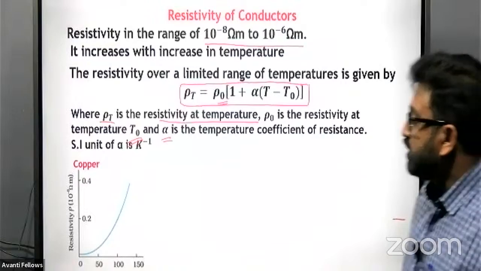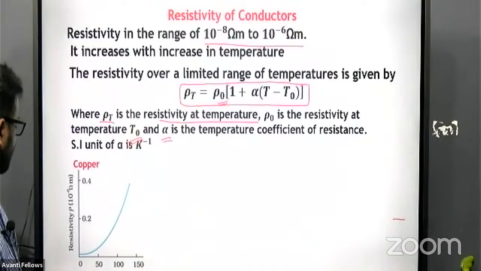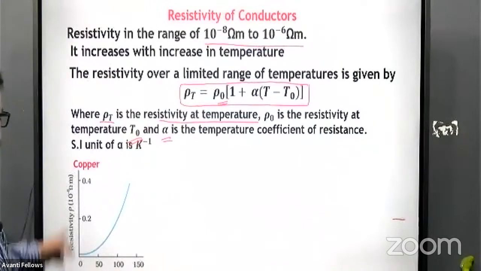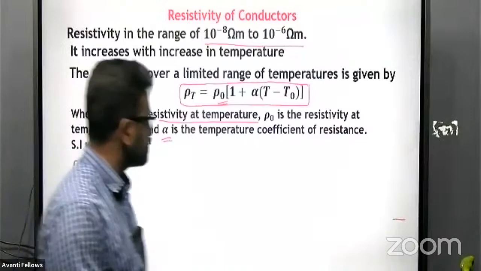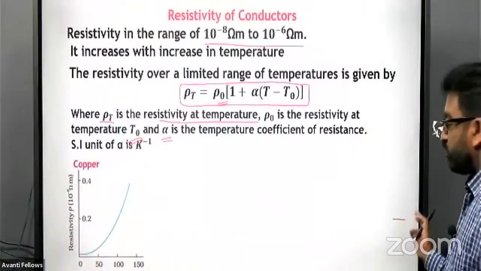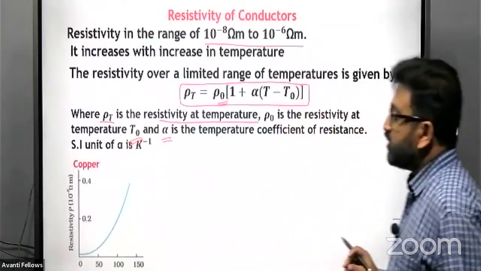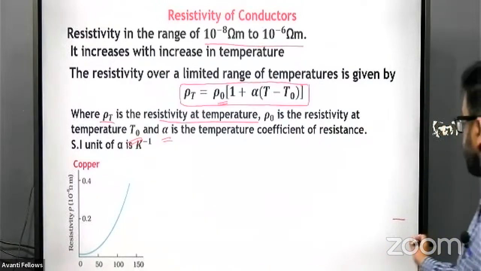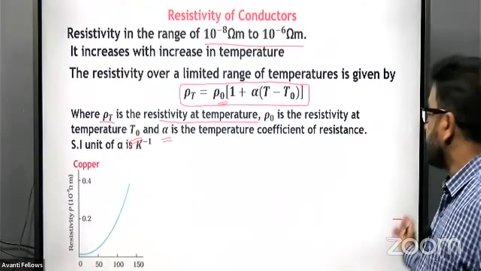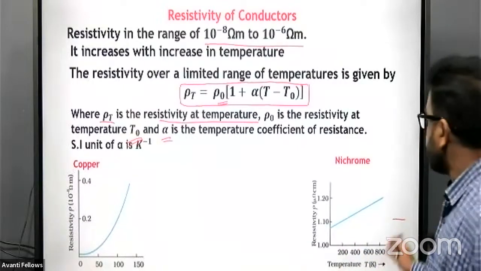Okay, how the resistivity varies in the case of copper: you see, on the x-axis temperature is taken, on the y-axis resistivity is taken, and it is giving an exponential increase. These graphs as they are, they will ask in the exam. Show the plot between resistivity and temperature of copper, like that they will ask, or variation of resistivity with temperature of copper, or any other thing they can ask.